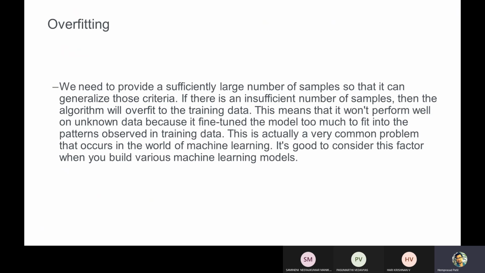This means that it won't perform well on unknown data because it fine-tuned the model too much to fit the patterns observed in the training data. So it's a big problem. That's why we should have sufficient data. This is actually a very common problem that occurs in the world of machine learning. It's good to consider this factor when you build various machine learning models. So what do you have to look for? You have to look for a sufficient number of samples in the training data.